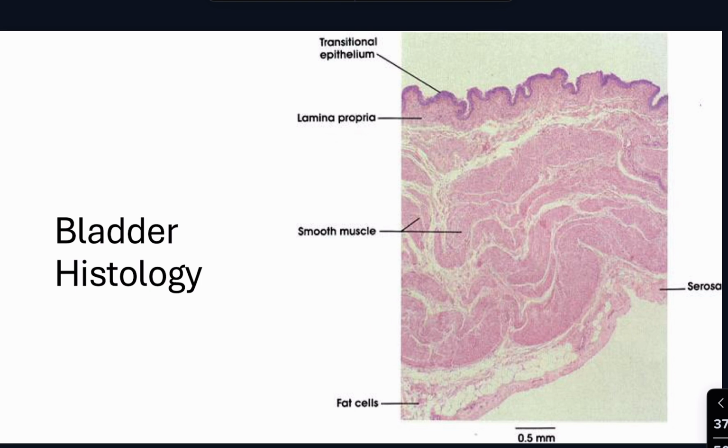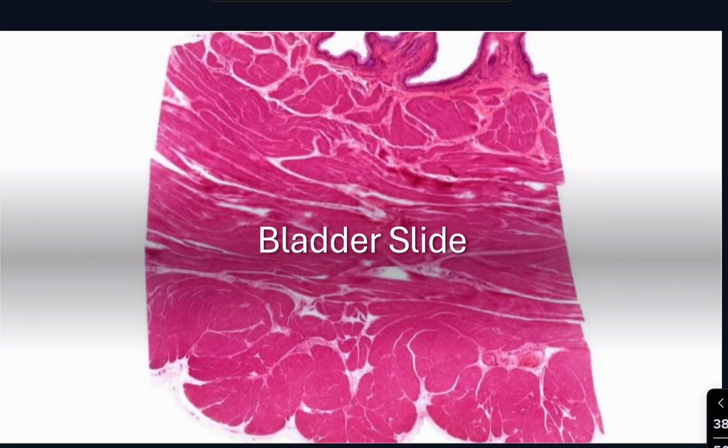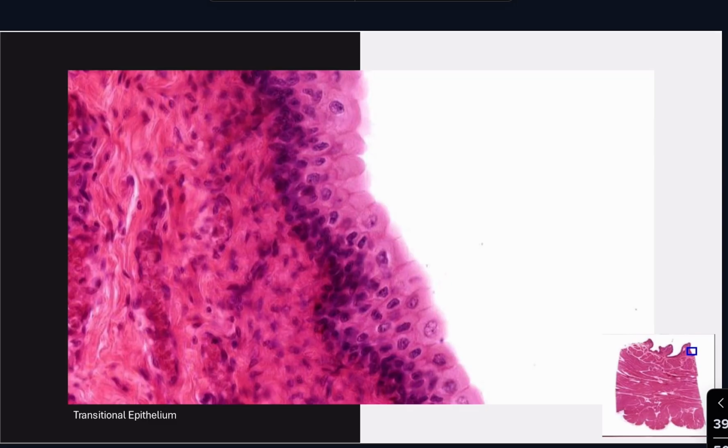So here's a little slide of the bladder you might see under a microscope, okay? We can kind of see the top luminal surface up there, right? If we zoom in on that luminal surface, we're going to see the transitional epithelium. We can see those dome-shaped appearances of the top superficial layer, right?